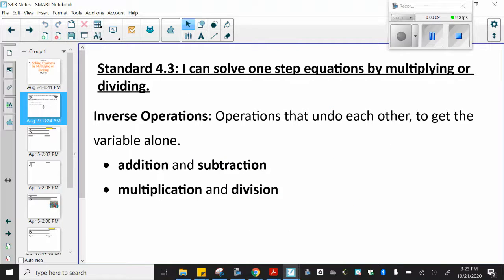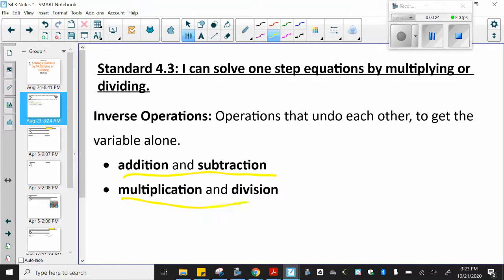Standard 4.3, I can solve one-step equations by multiplying or dividing. Remember inverse operations, we talked about this before. Operations that undo each other to get the variable alone. We had two of them: addition and subtraction, and we talked about multiplication and division. Remember these are the opposite operations, that's why it works.